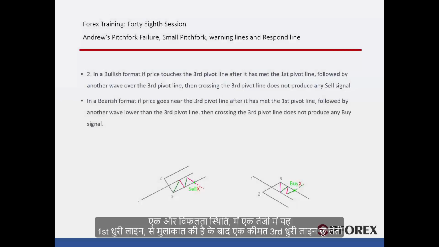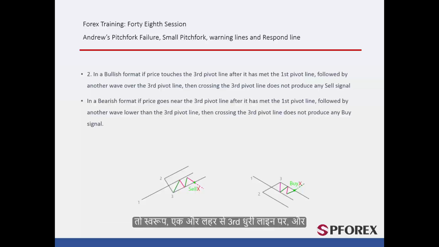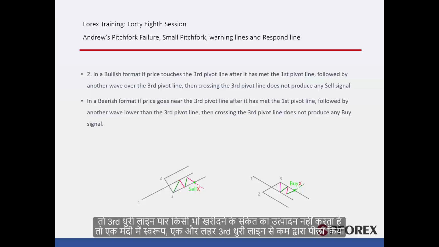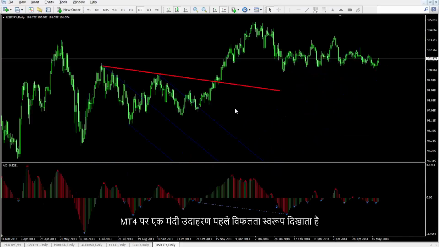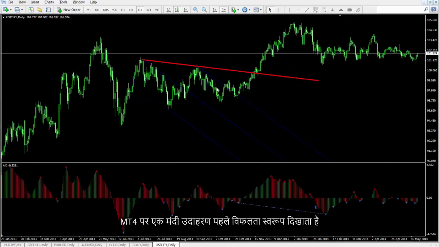In another failure condition, in a bullish format, if a price touches the third pivot line after it has met the first pivot line, followed by another wave over the third pivot line, then crossing the third pivot line does not produce any sell signals. In a bearish format, if price goes near the third pivot line after it has met the first pivot line, followed by another wave lower than the third pivot line, then crossing the third pivot line does not produce any buy signals.